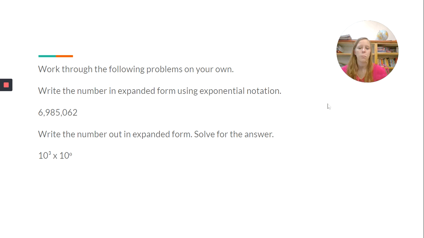Okay, go ahead and work through these problems on your own. So the first one, you're going to write the number in expanded form using exponential notation. And the second one, you're going to write it out in expanded form and then solve the answer. Okay, so pause when you're ready, hit play, and then you can look at the answers.